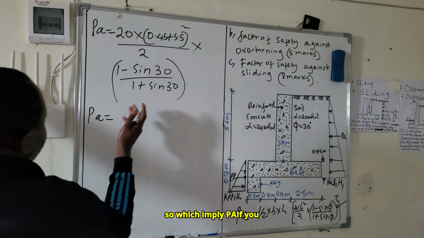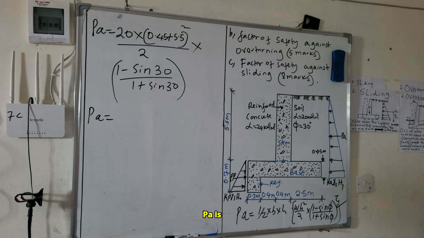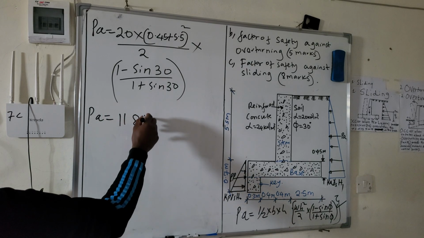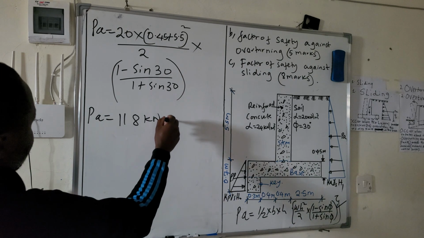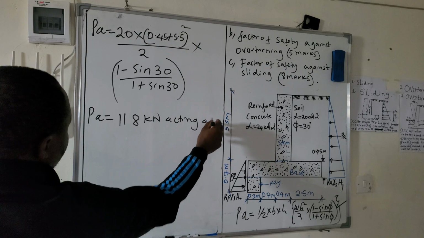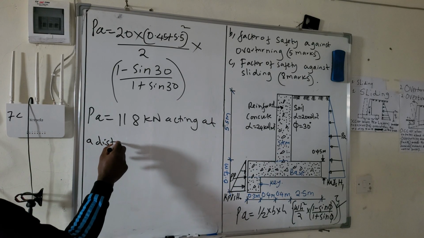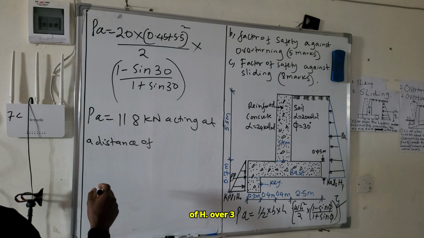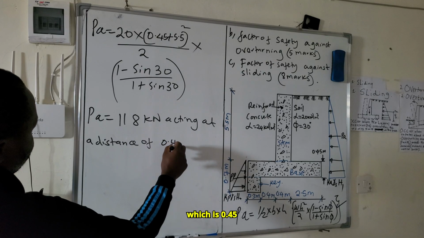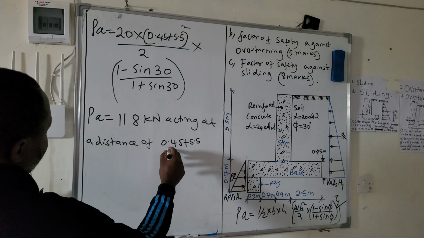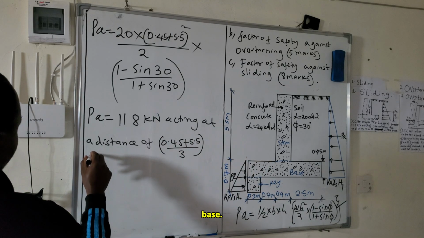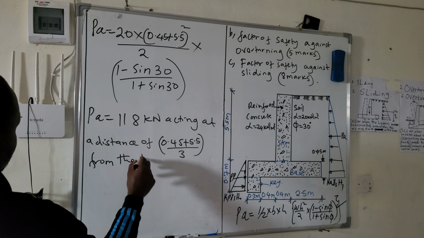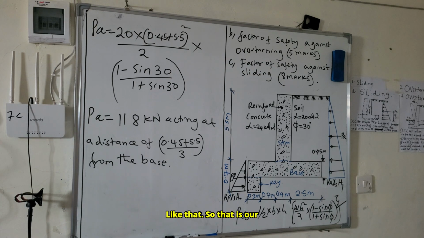So which implies PA, if you punch your calculator, your PA is 118 kilonewton acting at a distance of H over 3, which is (0.45 plus 5.5) over 3 from the base. Like that. So that is our PA.